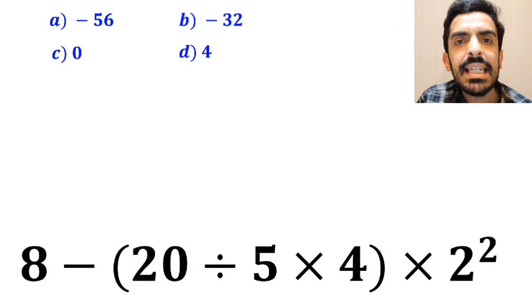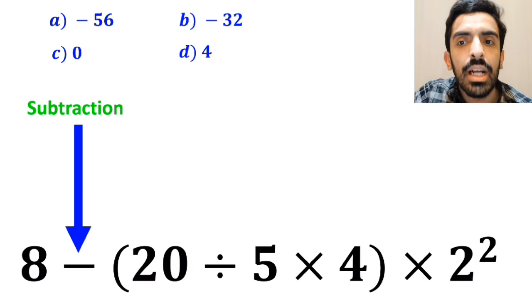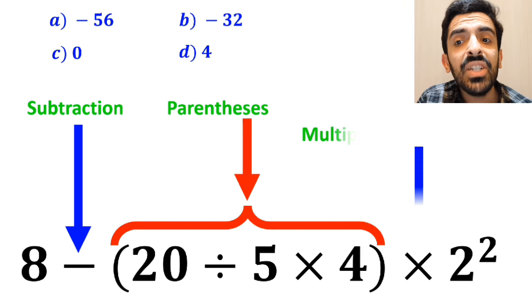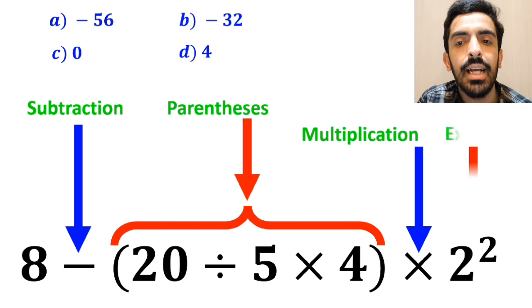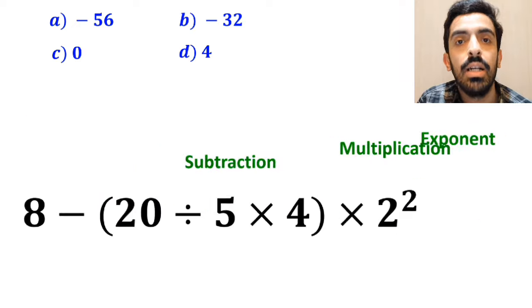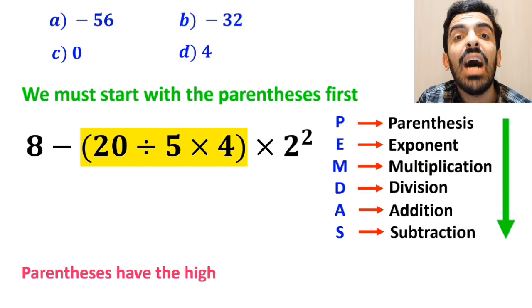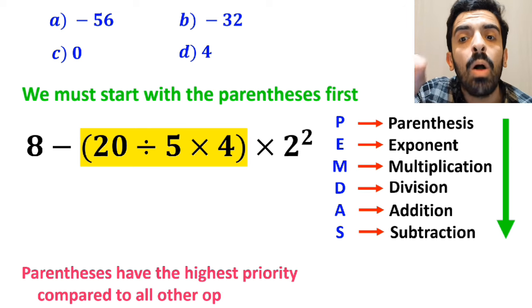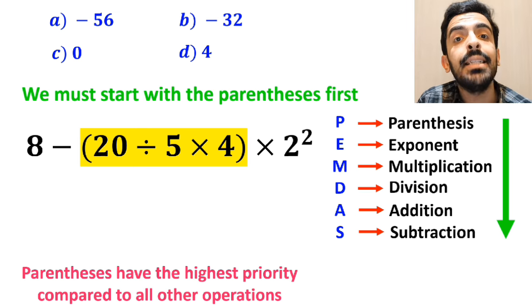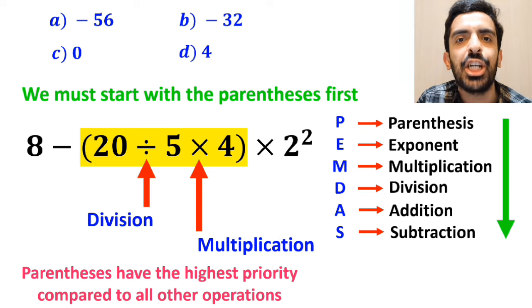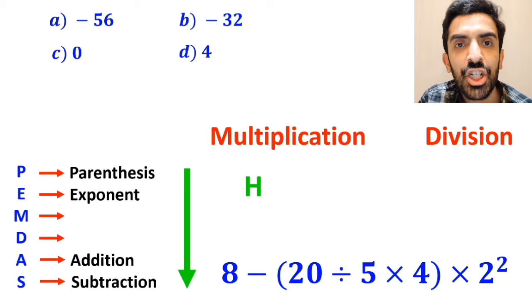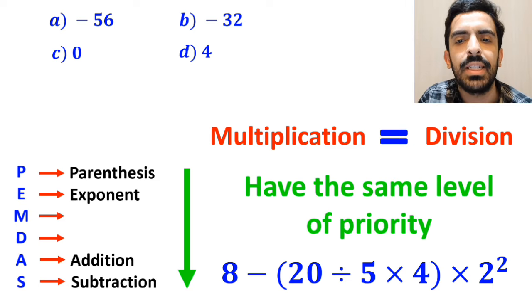Okay, as you can see in the image and this expression, first we have a subtraction sign, then parentheses, after that we have a multiplication sign, and finally an exponent. So, we must start with the parentheses first, because parentheses have the highest priority compared to all other operations. And inside the parentheses, first we have a division sign, then a multiplication sign. It's very important to remember that multiplication and division have the same level of priority.